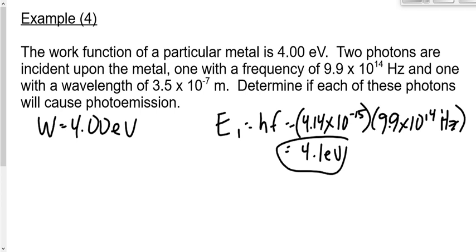Is that bigger than the work function? Yes. So would electrons be ejected here? Yes. For every photon you had that had that energy, you get 1 electron that was ejected that would have an energy of 0.1 eV. It'd be a pretty slow-moving electron because we're barely above the work function, but it would still be ejected nonetheless. Let's find the energy of the second one.